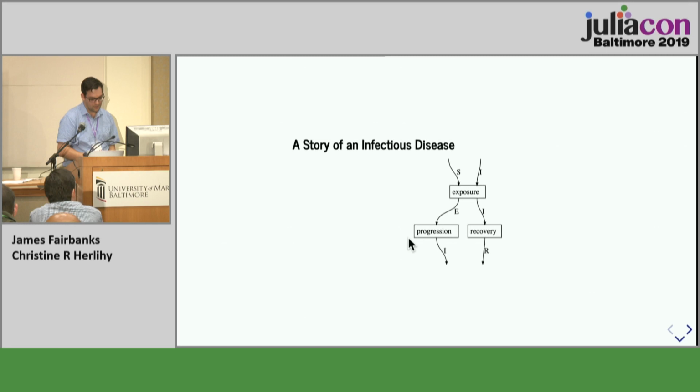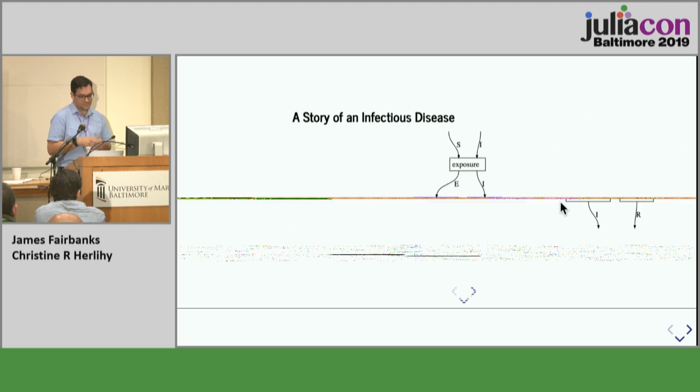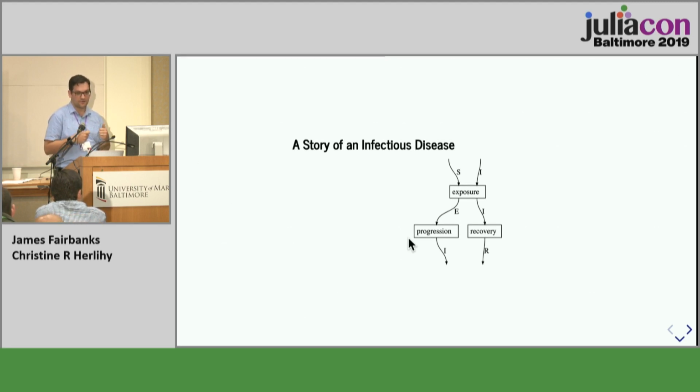Okay? And so we use these wiring diagrams like this. This is a story of infectious disease. And these wiring diagrams have this property that you describe them like a story. So a susceptible and infected person get together. They're exposed. It produces an exposed person, E, and an infected person, I. Then the exposed person progresses to being infected. And the infected person recovers, and they're recovered.